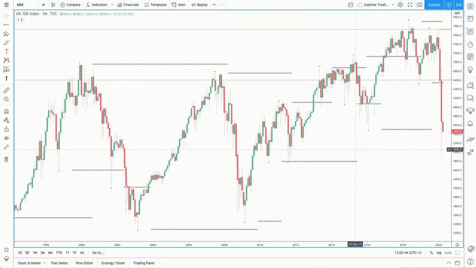Now what you can see on the monthly time frame is, first of all, this green line going across the screen and this red line going across the screen. That is the high and the low of the previous calendar year. So as we're currently in 2020, this is the high of 2020 and this is the low of 2020.